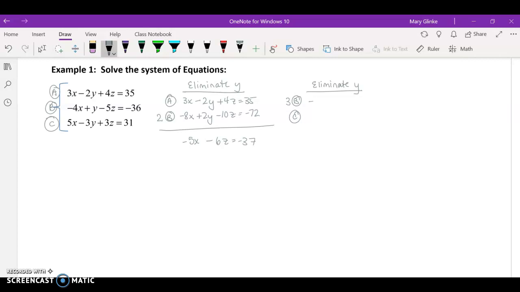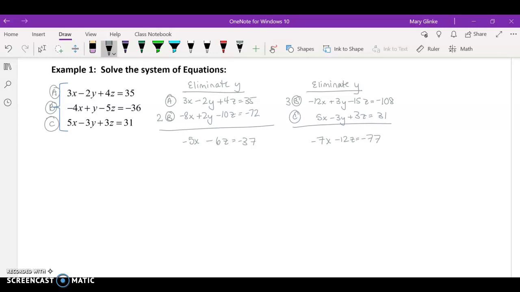So that's going to give me negative 12x plus 3y minus 15z equals negative 108. For C, I don't have to multiply by anything, so I just write it down. And then when I combine, I get negative 7x minus 12z equals negative 77. So pick one variable and eliminate it twice.